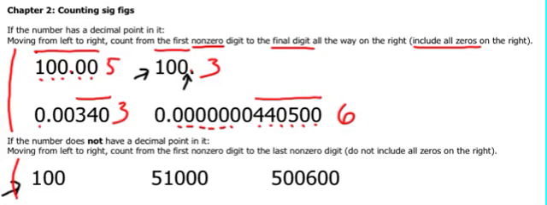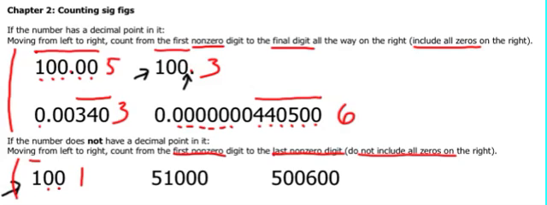Now, if there is no decimal point, you again start from left to right. You start with the first non-zero digit, but you end not with the final digit all the way on the right. You end with the last non-zero digit. You do not include all the zeros on the right, all the trailing zeros. So for this first example right here, the first non-zero digit is this 1. Those zeros, we do not count them, and therefore this number has 1 sig fig.